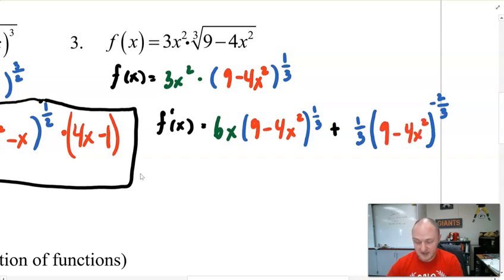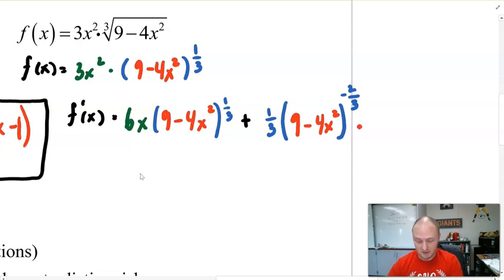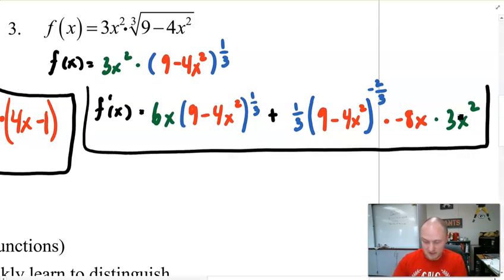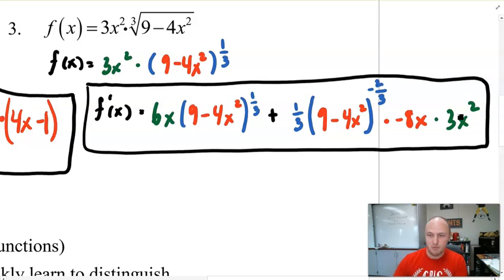So I took the derivative of the outside. Now I have to take the derivative of the inside, which is, derivative of 9 is 0. Derivative of negative 4x squared is negative 8x. Now I have to multiply times the first, times 3x squared, right? So derivative of the first times the second plus derivative of the second, which is this whole big thing here, times the first. And that is it. You could go ahead and simplify all that, but that's pretty gnarly.